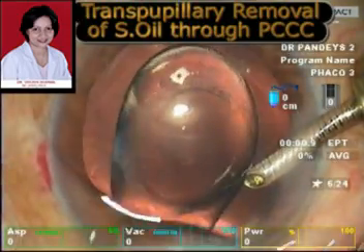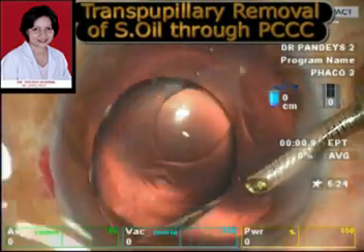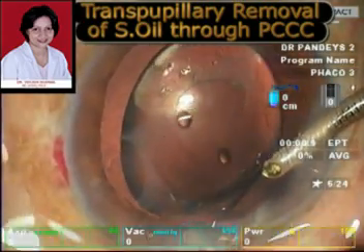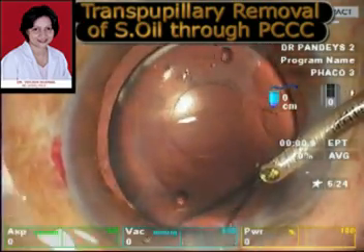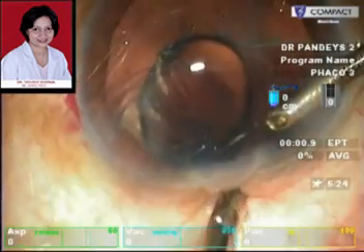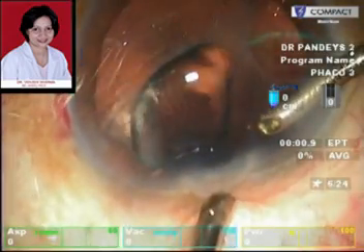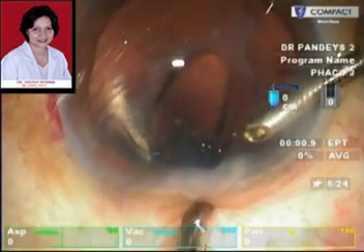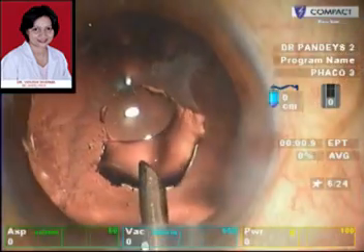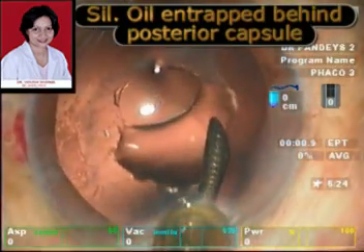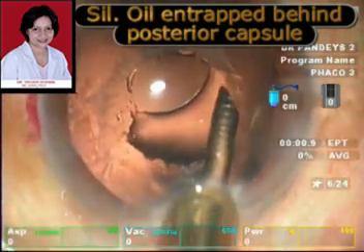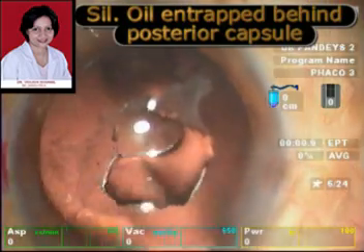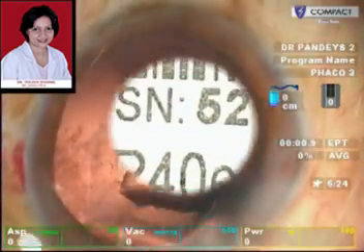The AC maintainer helps to maintain the pressure and avoids any rapid hypotony, which may be a cause for a choroidal detachment. So with the AC maintainer in place, we continue to depress the posterior corneal lip till the silicone oil has been completely removed. The silicone oil that has been entrapped behind the posterior capsule can also be removed by similarly depressing in the area where the silicone oil is coming out.